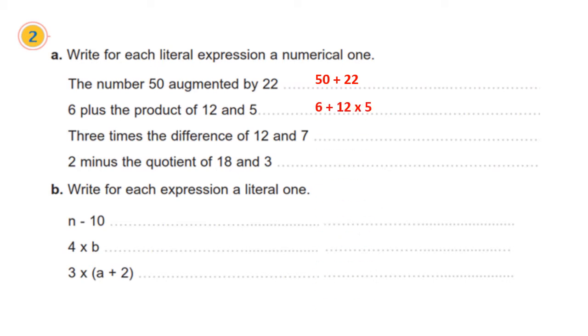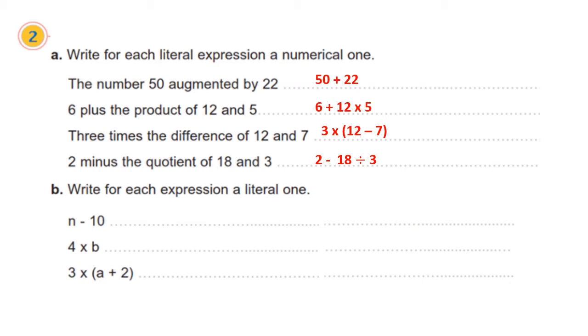Now 3 times the difference of 12 and 7. So I'm already making the difference between 12 and 7. After that I'm going to multiply it by 3. So it's 3 times the subtraction of 12 and 7, or the difference between 12 and 7. Okay, 2 minus the quotient of 18 and 3. This is very easy. So it's 2 minus, and the quotient means I'm dividing 18 by 3.